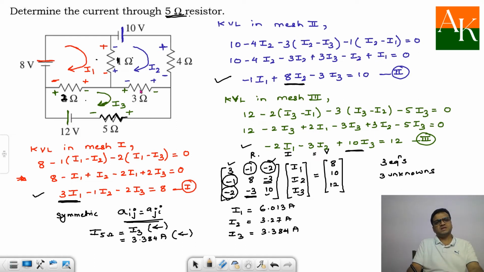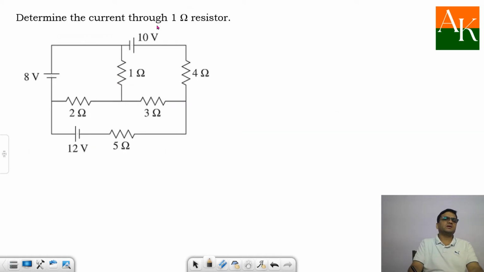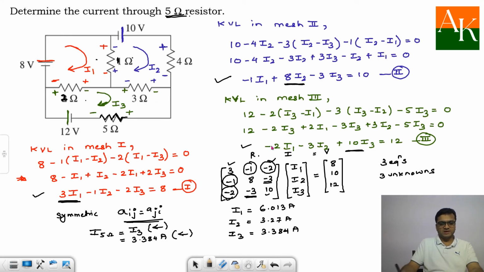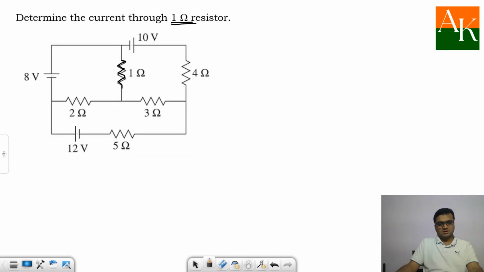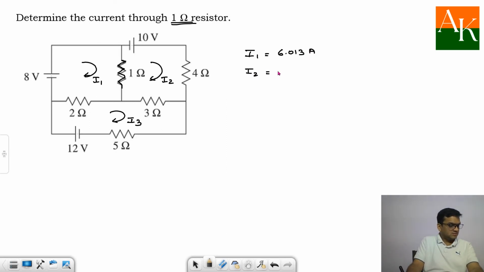Okay. Now suppose they are asking you for the same numerical to calculate current through 1 ohm resistor, and 1 ohm is shared between mesh 1 and mesh 2. So I will copy the values of I1, I2, I3. I1 turns out to be 6.013 ampere, I2 turns out to be 3.27 ampere, and I3 turns out to be 3.384 ampere.